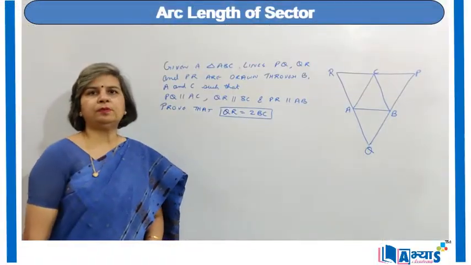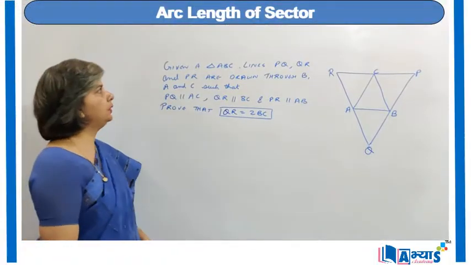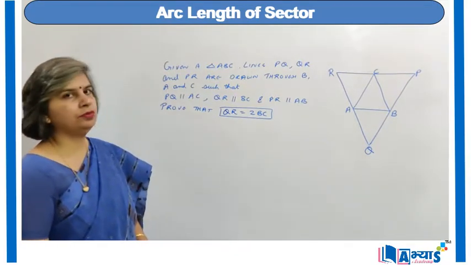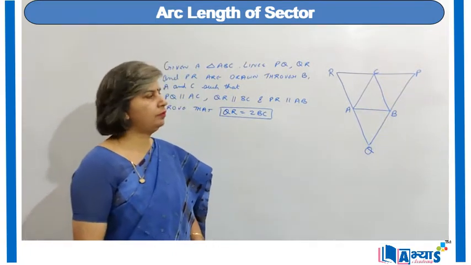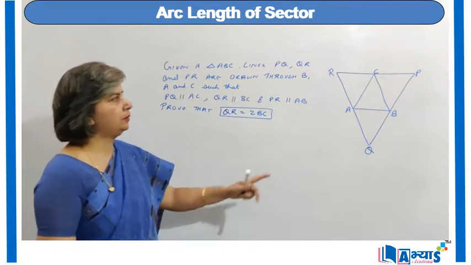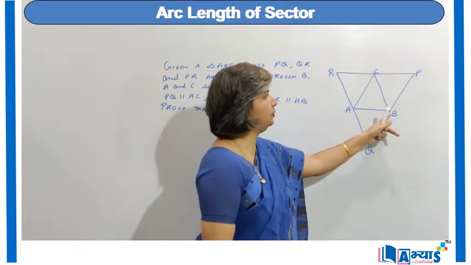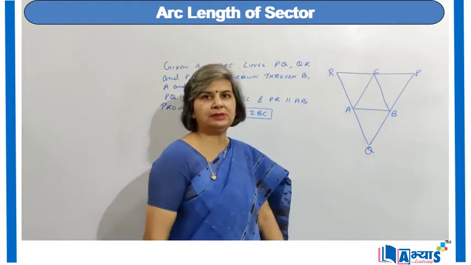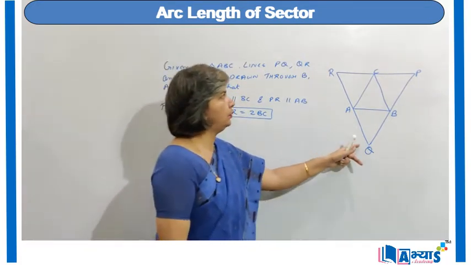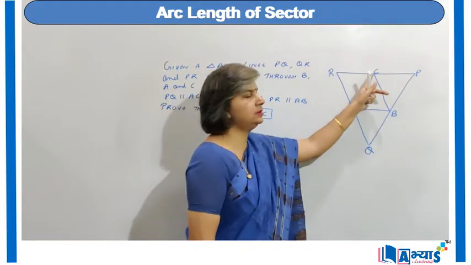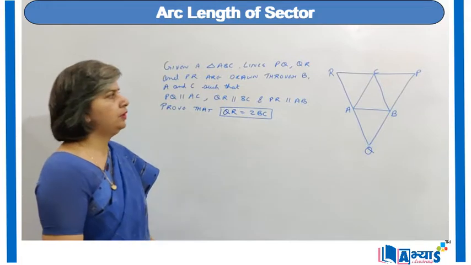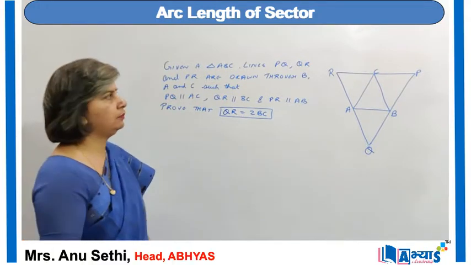Apply the concept that opposite sides of a parallelogram are equal. We are given a question such that we have a triangle ABC, and through vertices B, A and C we have drawn PQ, QR and PR such that PQ is parallel to AC, QR is parallel to BC, and PR is parallel to AB, and we have to prove that QR is 2 times BC. That means QR is 2 times this side, that is BC. So to prove this we will use the concept that opposite sides of a parallelogram are equal.